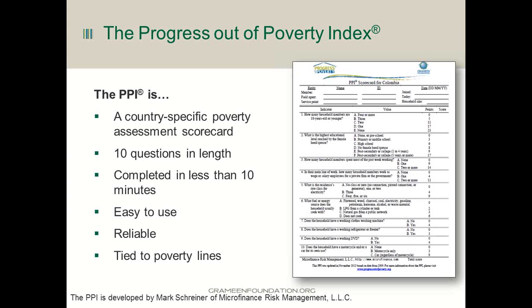And the score that you get as you do this on a customer then converts to a likelihood that that household is below a certain poverty line. It can be tied to multiple different poverty lines.